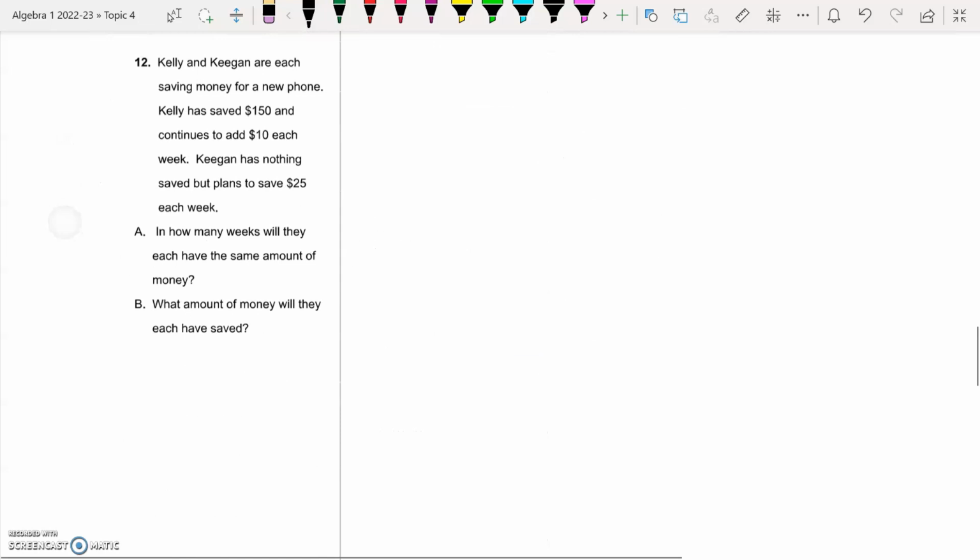And then we have our last problem, which is a word problem. It says Kelly and Keegan are each saving money for a new phone. Kelly has saved $150 and continues to add $10 each week. So again, each week tells me that I'm going to write an equation in slope-intercept form. So that is Kelly's right there.